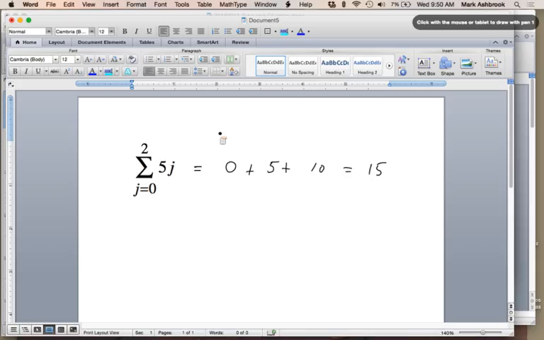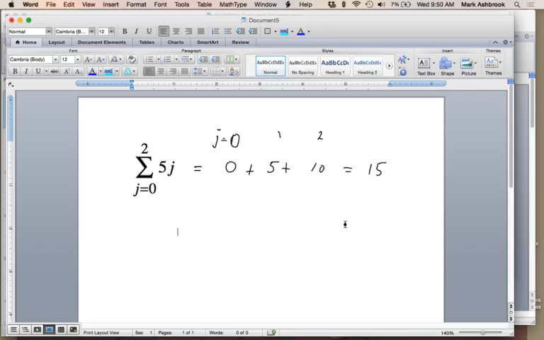So this is j equals 1. We evaluate this thing, we get 0. j equals 0, we evaluate this thing, we get 0. Then j equals 1, we evaluate this thing, we get 5. And then j equals 2, we evaluate and we get 10.